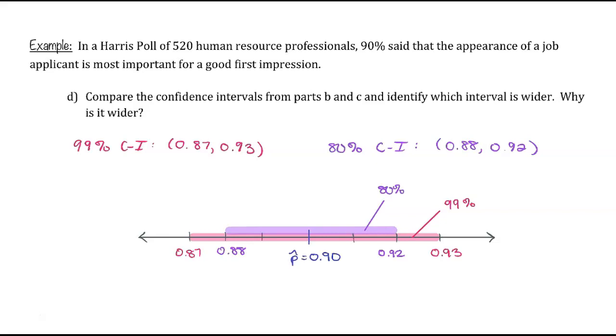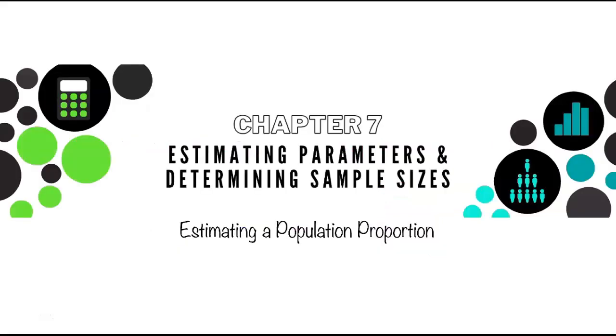The smaller the range of values, the less certain we are that we've captured the actual population proportion. The wider of a net that we cast, the more confident we can be that we will actually include the population proportion. That concludes this lecture video on estimating a population proportion by constructing a confidence interval estimate.